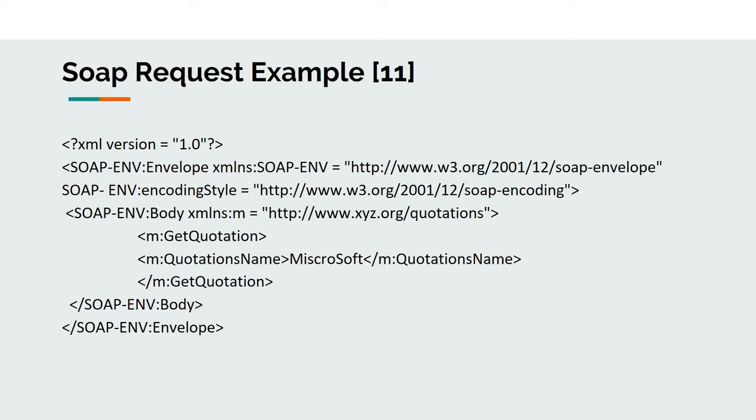So the SOAP message has an envelope which is the root element. Inside the envelope we can have a header. Header is optional and it gives us information about the message such as the complex types, and it can have authentication parameters as well. Body contains the actual data of the request meant to be sent over to the server.